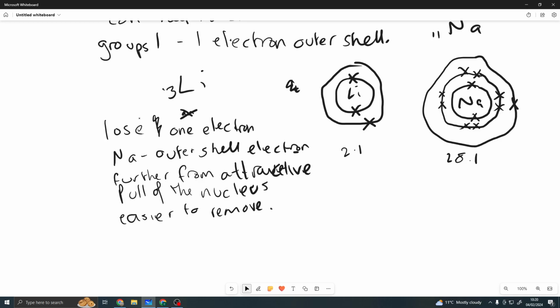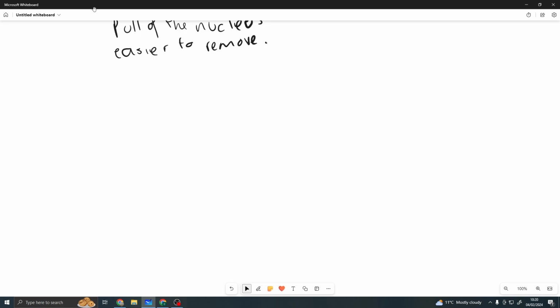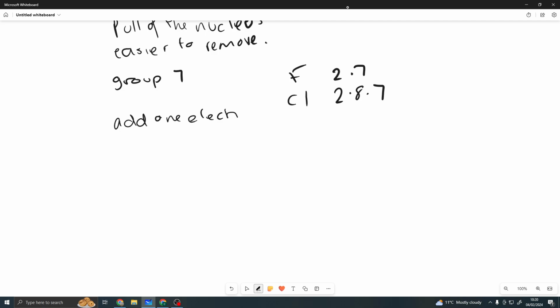Now, let's talk very briefly about group 7. It's a very similar story. Okay, group 7. We'll just list these. So fluorine is 2.7, and then we've got chlorine, which is 2.8.7. Now, here, remember, they're trying to add 1 electron. How are you going to fill the shell? You're going to add 1 electron, so fluorine will have 2.8 and so on.